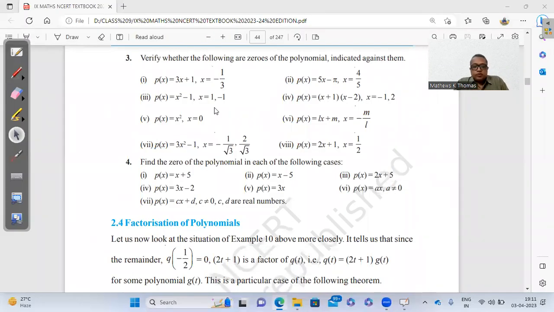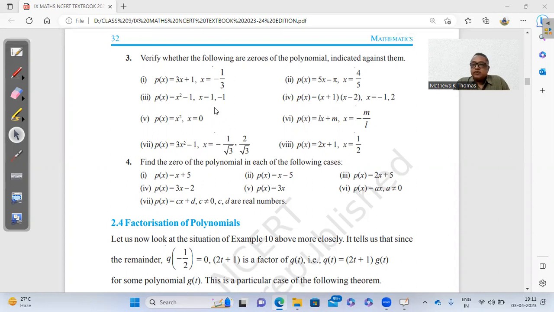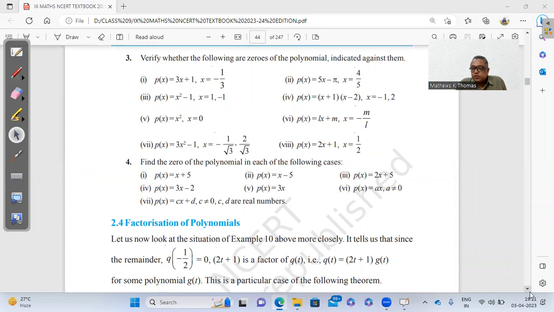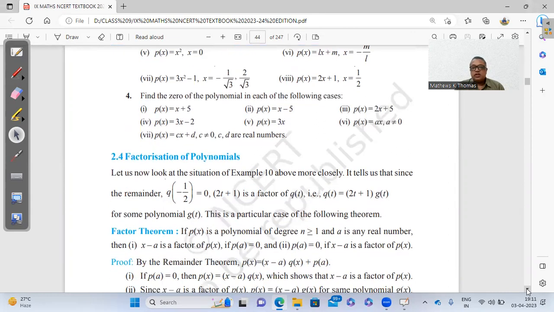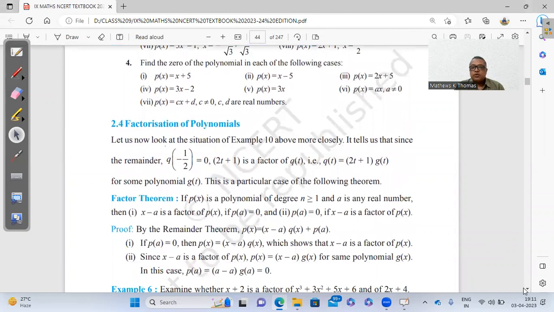So today we are going to do the next exercise, that is exercise 2.3. In the last two videos you must have already seen the polynomials. If you haven't, please do watch those, because it's important that we understand the basics first and then proceed in sequence. Right now we are going to proceed with factorization of polynomials.